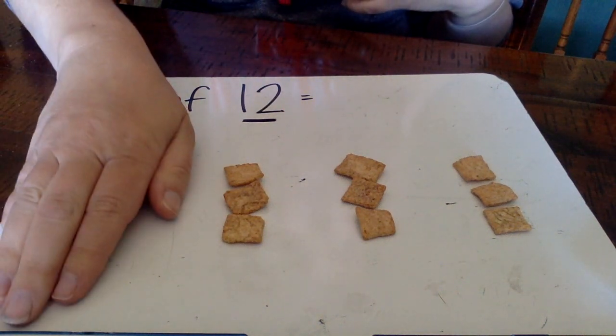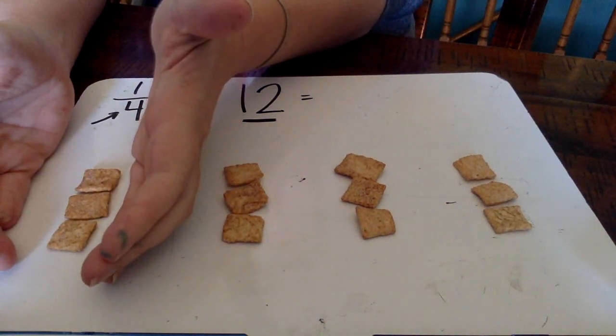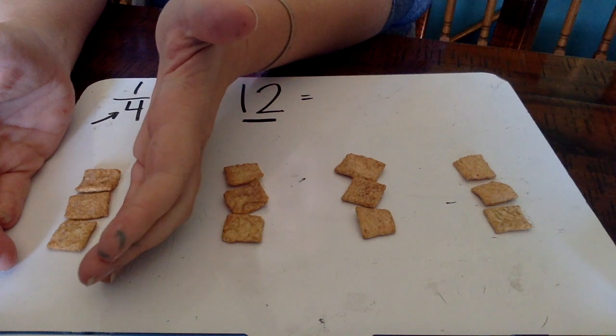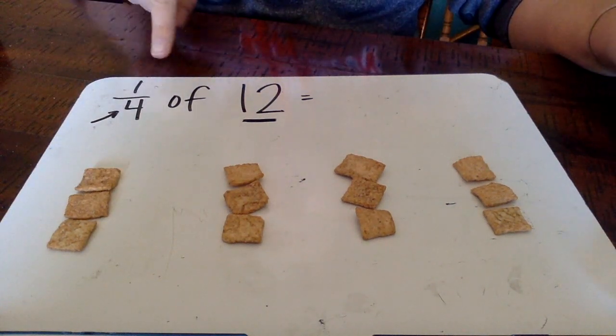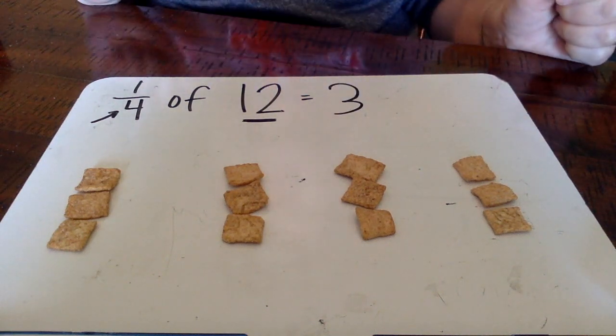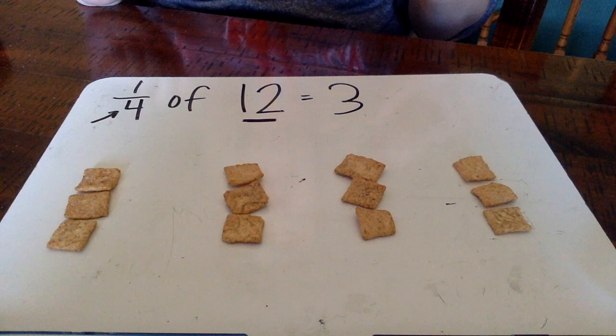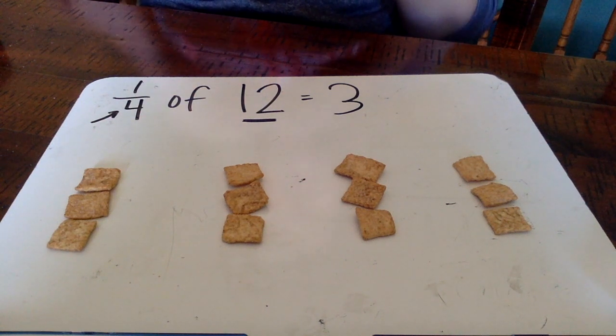So I look at one of those groups, and in one of those groups, how many are there? It's 3, right? So 1/4 of 12 is 3. So the answer that I would type in there is 3, because 1/4 of 12 is 3. So that is how you can solve a problem using a manipulative.